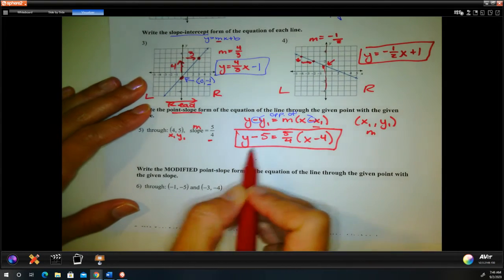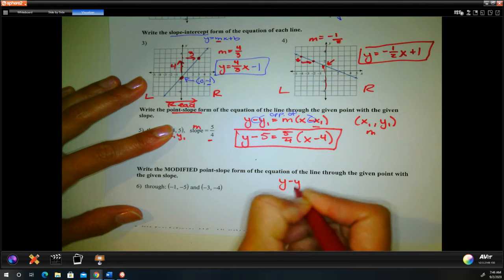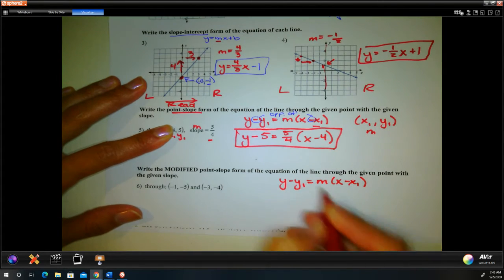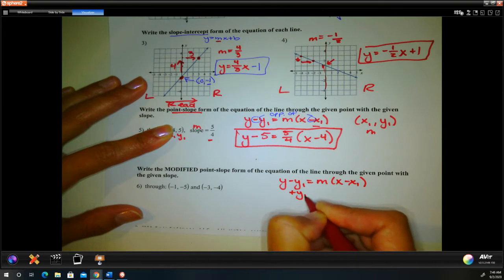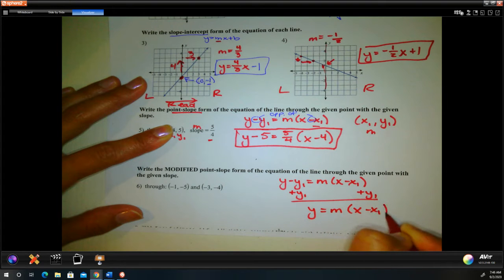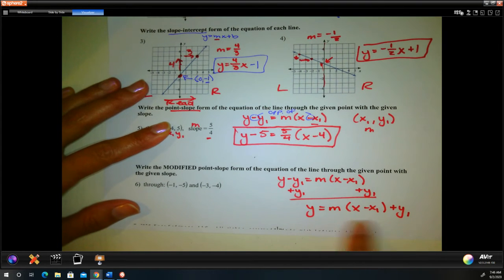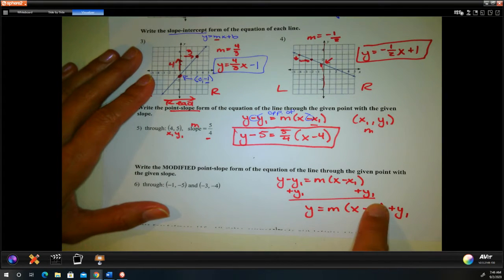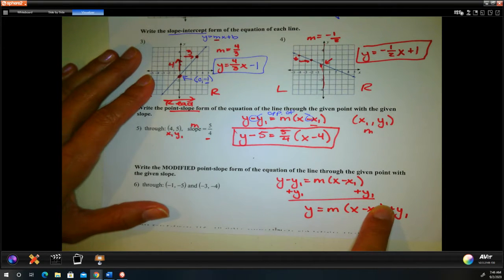Modified point slope form is where you take point slope form and you solve it for y. You don't even have to distribute, so you're just moving this y1 over. So essentially it's going to look like this: m times (x minus x1) plus y1, which looks a lot like vertex form or absolute value, but there's no square. Squared would make it vertex form.